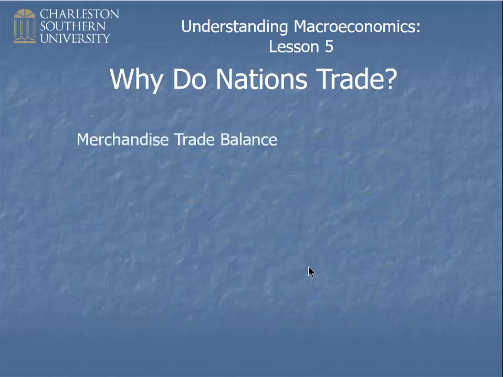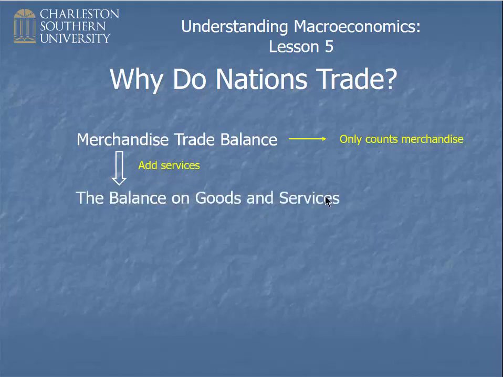Okay. So I'm going to summarize them here in this little slide. The merchandise trade balance only counts merchandise. If you add services to the merchandise trade balance, you get the balance on goods and services. So this one, the balance on goods and services, is everything that's here plus services are added. The next one, which is the current account, adds unilateral transfers. Now, I still haven't talked about what that is.